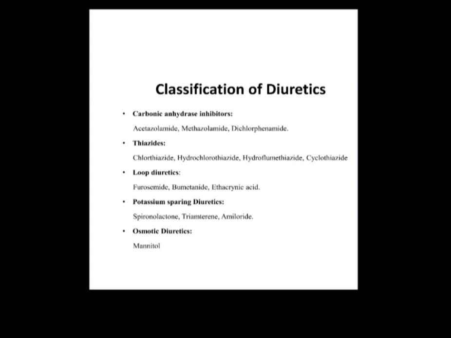The third category is loop diuretics. Loop diuretic drugs are furosemide, bumetanide, ethacrynic acid. Fourth one is potassium sparing diuretics. The drugs are spironolactone, triamterene, amiloride. The last classification of diuretics is osmotic diuretics. An example of a drug is mannitol.